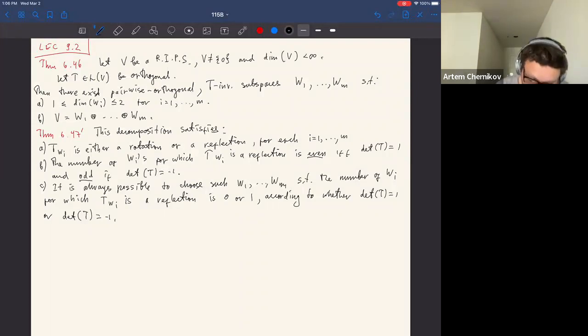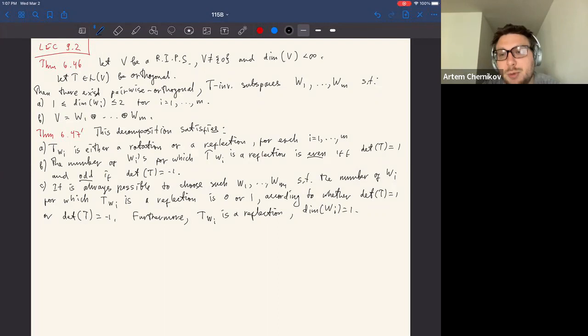So, finally, we know that T restricted to Wi is a reflection for at most one i. So if it is for some Wi, then the dimension of the corresponding space is 1. Each of these Wi's has dimension 1 or 2, and for the at most one which possibly has a reflection on it, the dimension is going to be 1. We finished last time with the proof of this, so we finished proving this result.